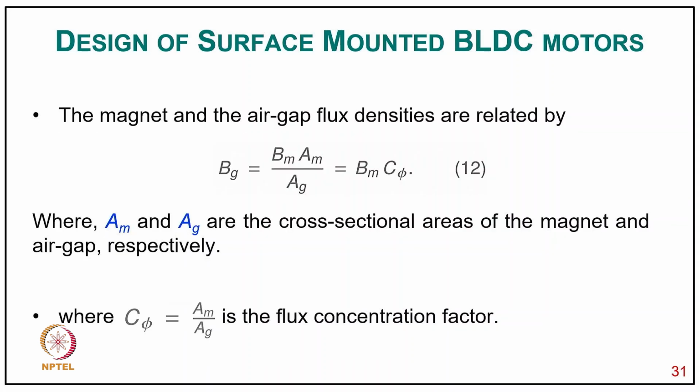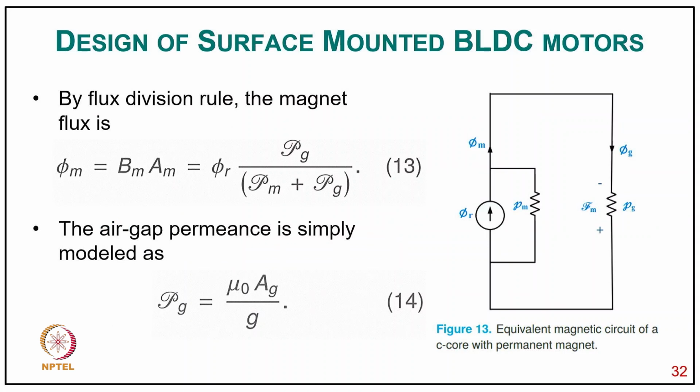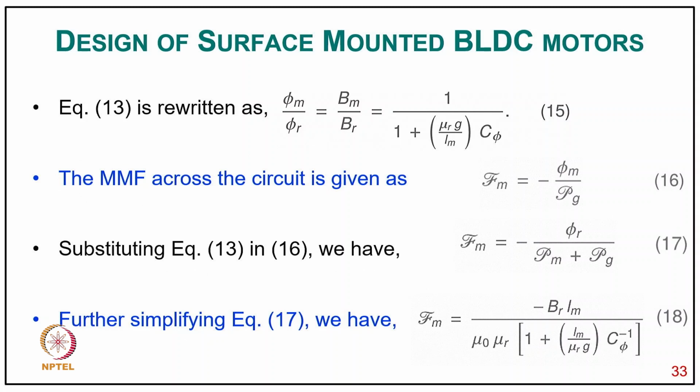So the magnet and air gap flux densities are related: B_g is equal to B_m into A_m upon A_g, equal to B_m into C_phi, where A_m and A_g are the cross sectional areas of the magnet and air gap respectively, and C_phi equal to A_m upon A_g is the flux concentration factor. By the flux division rule, the magnet flux is phi_m equal to B_m A_m equal to phi_r into rho_g divided by rho_g plus rho_m, and the air gap permeance is simply modeled as rho_g equal to mu_0 A_g upon g. From this we can write phi_m upon phi_r equal to B_m upon B_r equal to 1 upon 1 plus mu_r g upon L_m into C_phi.